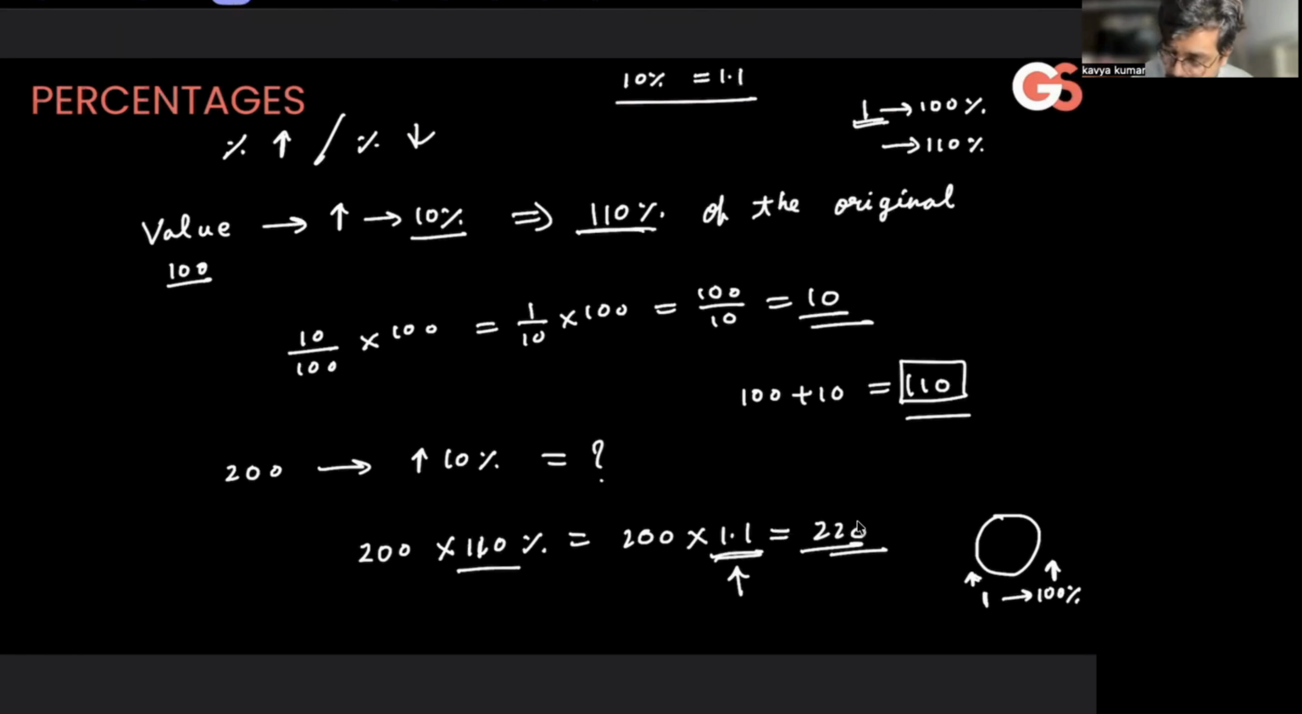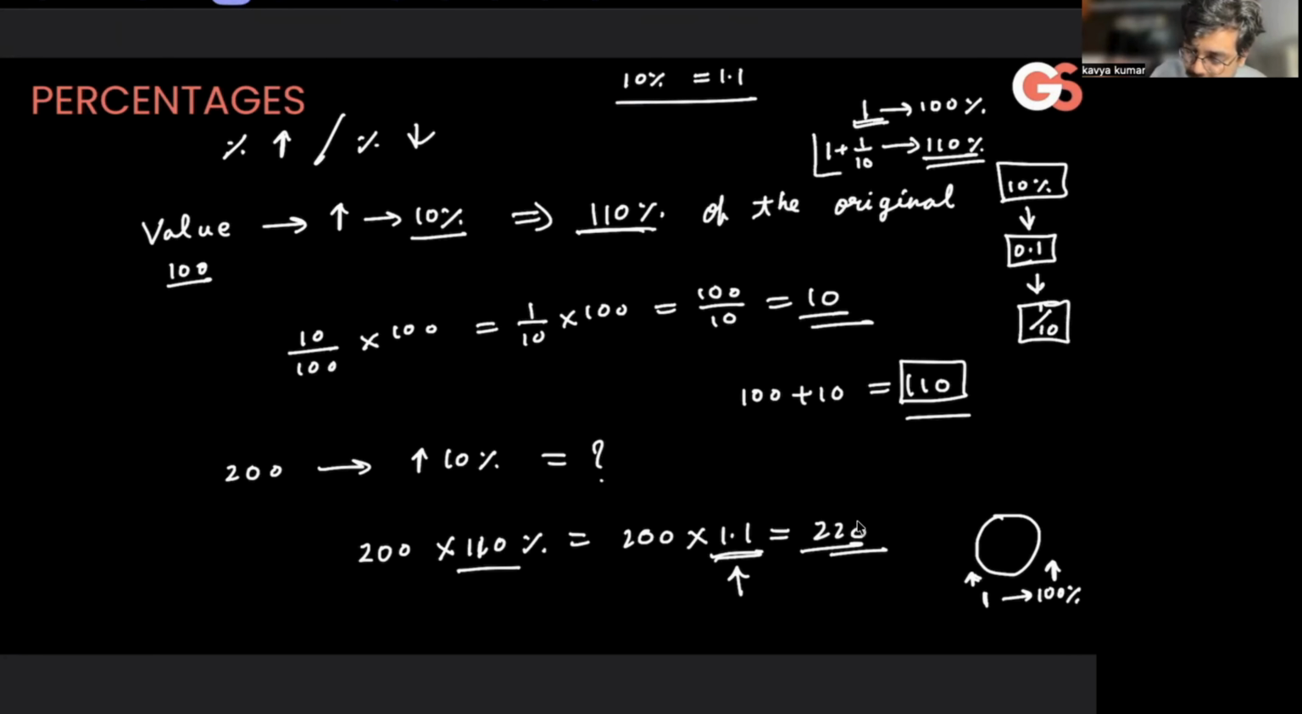So here, what is happening is it is increased by 10%. So a 10% increase is nothing but an increase of 0.1 in the form of a fraction, or an increase of 1 by 10 in the form of a fraction. So 1 plus what? 1 by 10, which is nothing but 1.1. Okay, so this is how you can understand the concept of multiplicative factors.